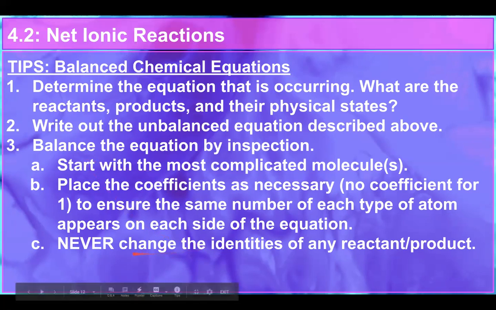So the only other thing is, don't change the identities of any of the reactants or products. Once we know what we have, that's what's happening. You're not going to do anything by writing it differently on paper. That's not going to change what's happening in nature. So do not change the identities of what we have. Carbon dioxide is not going to suddenly change into carbon monoxide just because that makes it easier on you to balance the equation. So don't try that.